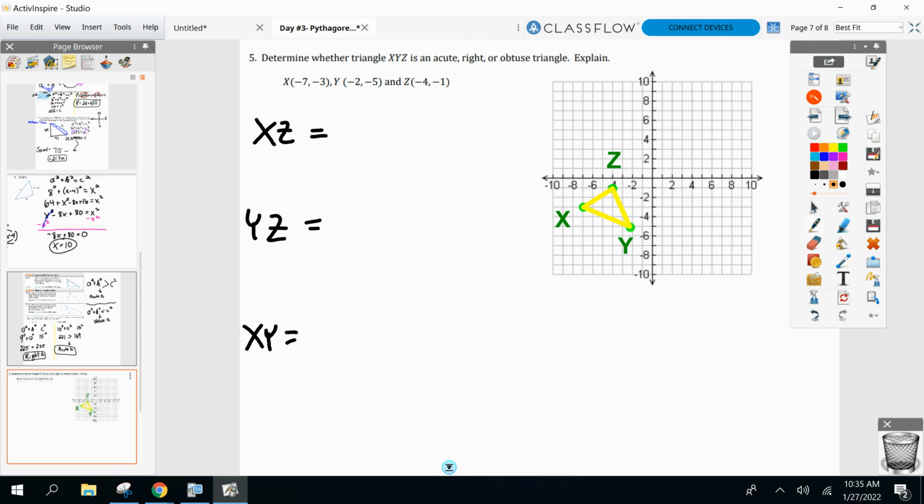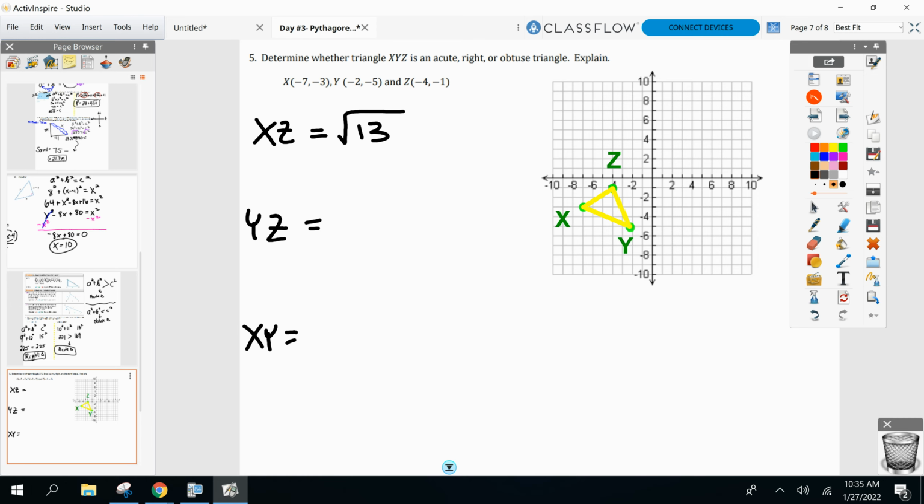Please jot down the rest of the side lengths if you weren't responsible for the one we're talking about. XZ, our group right here, what did you guys have? Square root of 13, good job. Square root of 13 is XZ. Make sure we jot it down, everybody.